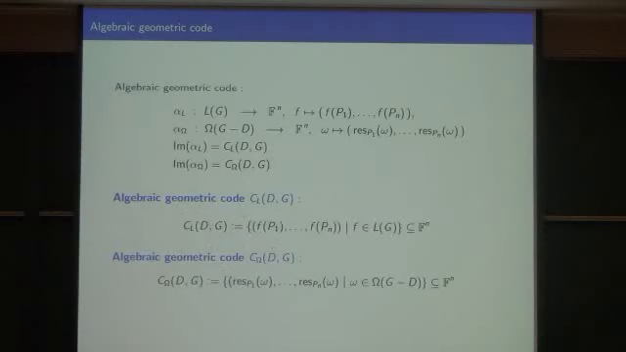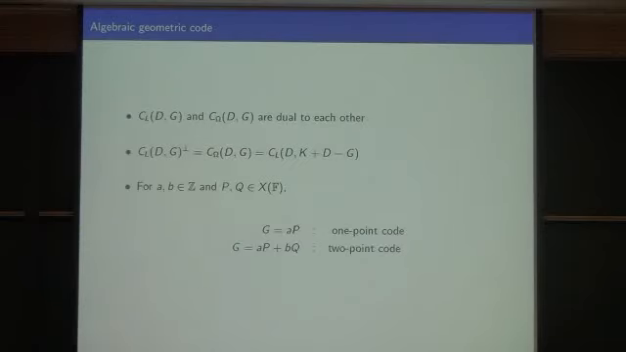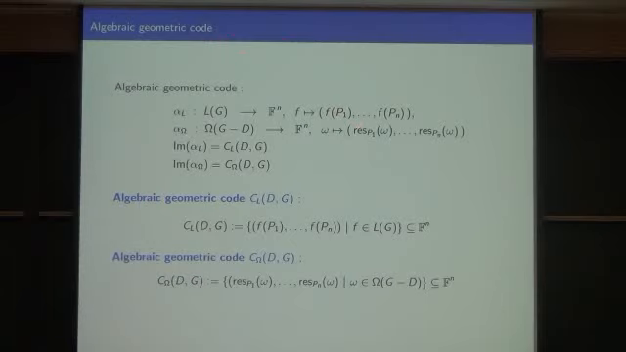Now we're ready to define the algebraic geometric code. We consider two maps, from L(G) to F^n, and from the differential module Omega(G minus D) to F^n. The map alpha_L takes f from the Riemann-Roch space and evaluates it at the points P1 to Pn. This is well defined because G is chosen such that it has nothing in common with the points P1 to Pn.